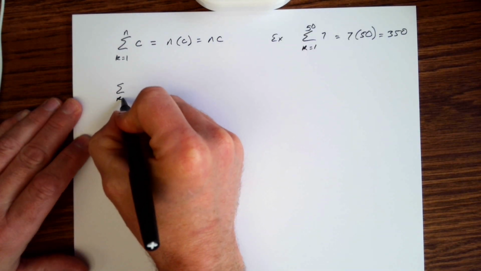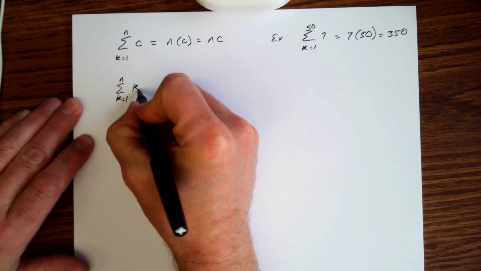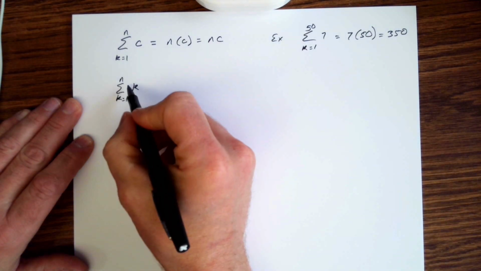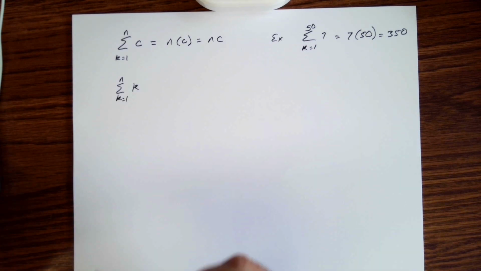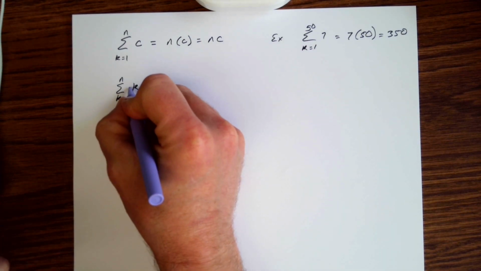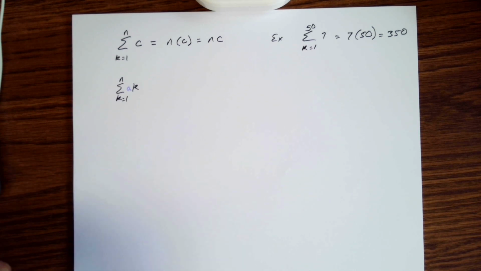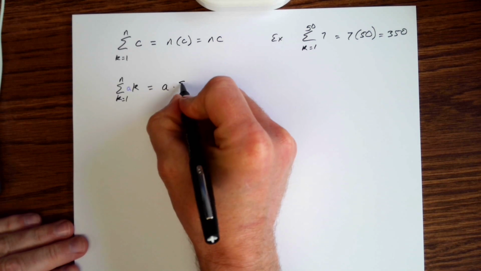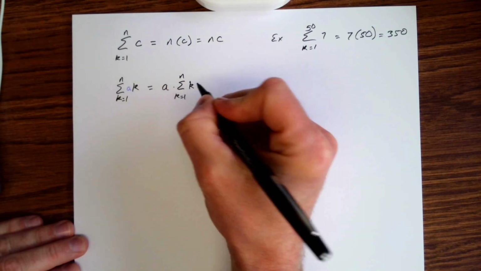Summation from k equals 1 to n of k, meaning just some linear expression of some sort. And you keep in mind that there could be a constant, or a coefficient right here, which is some value of a. That doesn't really affect it a whole lot because we can rewrite this as a times the summation of k equals 1 to n of k.